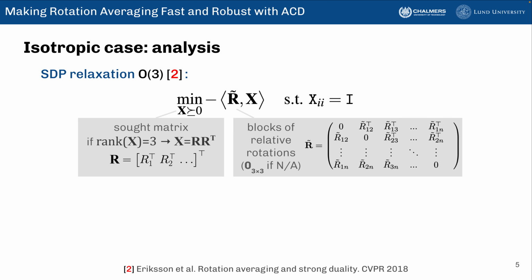So we looked at the dedicated solvers for the isotropic case. The SDP relaxation for the isotropic case looks like this. Here, important to note is that the sought matrix X, if optimal, can be factorized into rotations. And also in this problem, we don't enforce SO3 constraints on the subblocks of the matrix X.